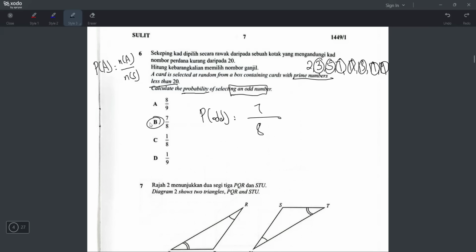Okay. And I want to mention something extra here. 2 is the only even number that is prime. I repeat, 2 is the only even number that is prime number. Yeah. 2 is the only even number that is considered prime numbers. Okay.